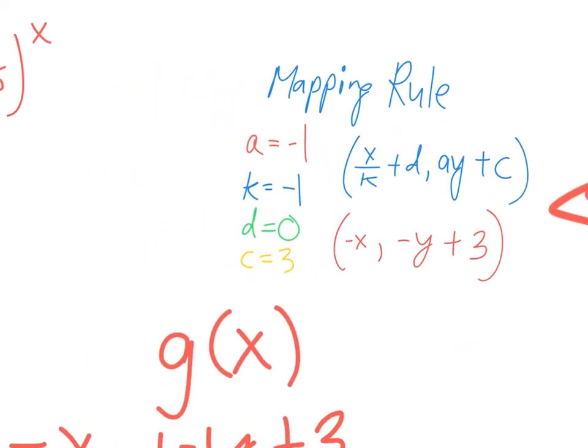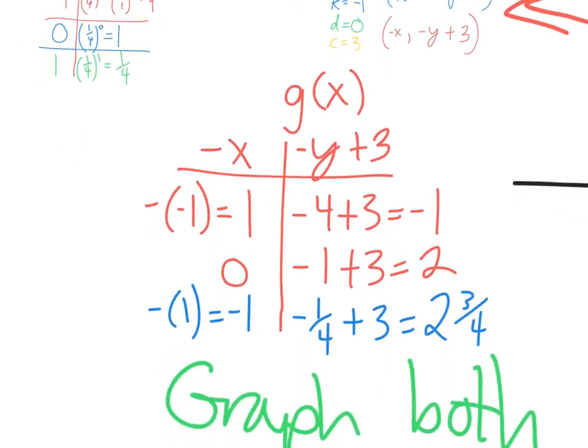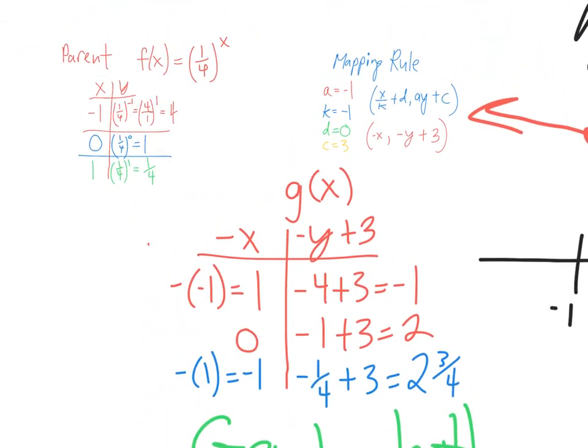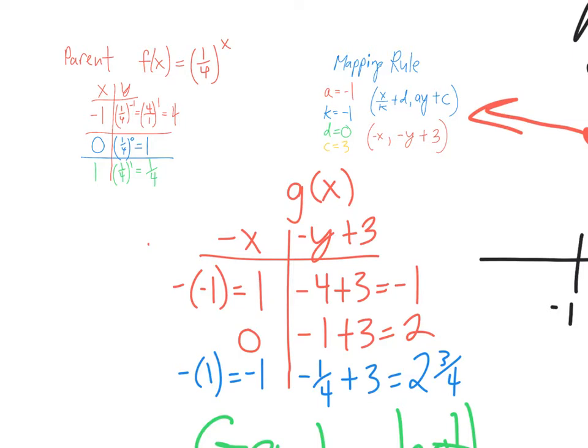And if we put this into g at x, that'll allow us to map the parent table of values. Using this mapping rule will give us g at x's table of values. So we're mapping each coordinate. The x values get multiplied by a negative, so the first negative 1 becomes positive 1, 0 remains 0, and positive 1 becomes negative 1. And we have our x column for g at x. Then the y column for g at x is negative y plus 3.